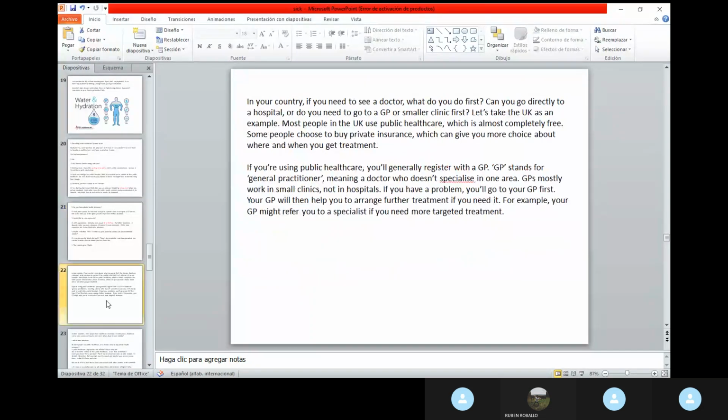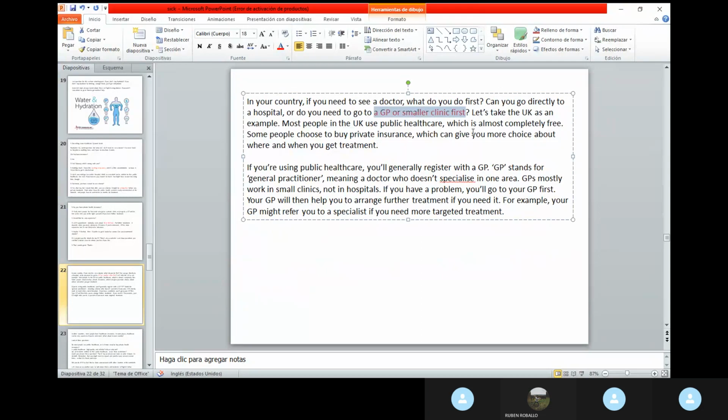Okay, in your country, if you need a doctor, what do you do first? Can you go directly to the hospital or you need to go to the GP, smaller clinic? Okay, estas son ya de pronto los consultorios privados de los doctores, es smaller clinic.